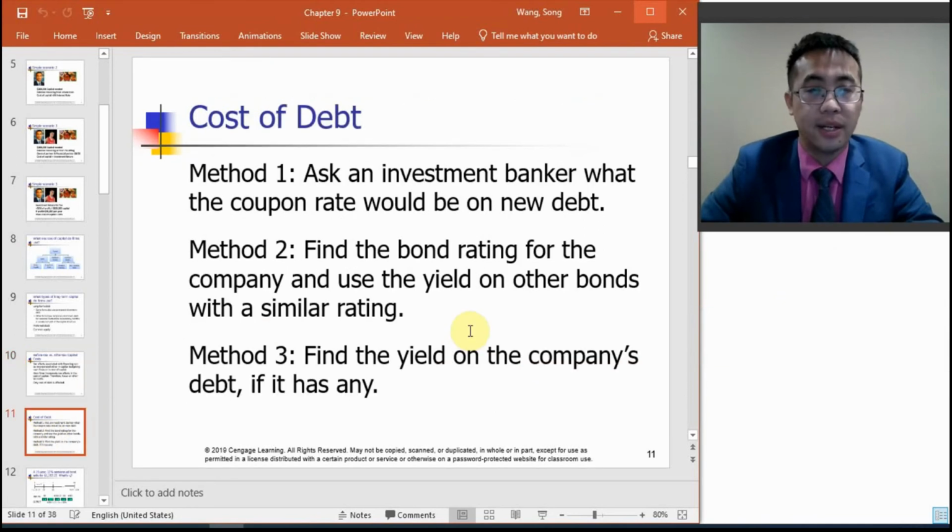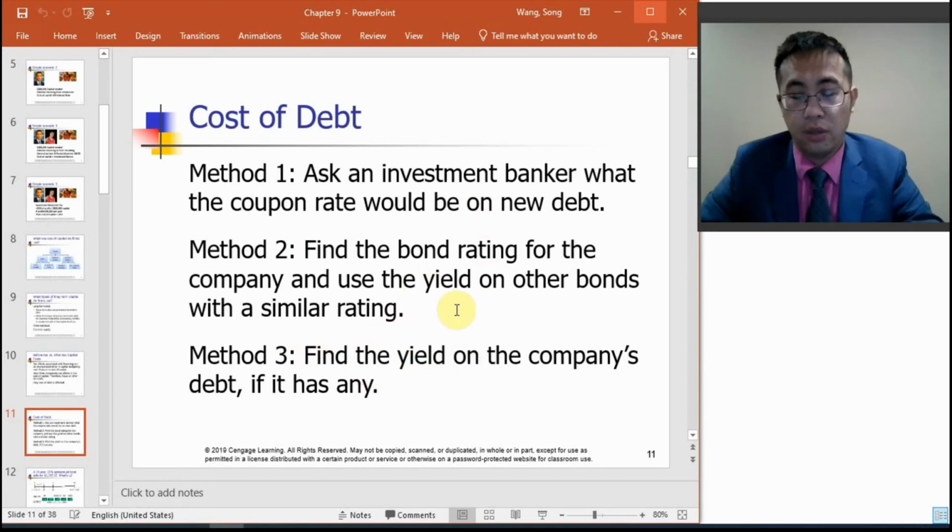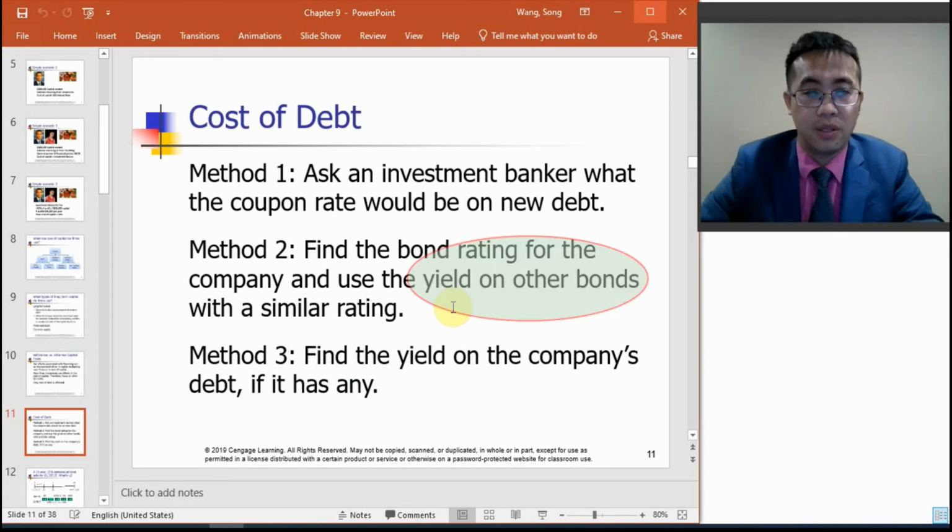The cost of debt could be reflected in the coupon paid to the corporate bond holders, and also the yield on the corporate bond issued by the firm. If you have not issued the bond yet, then you need to consider the other corporate bonds in the market that has a similar risk with your company.